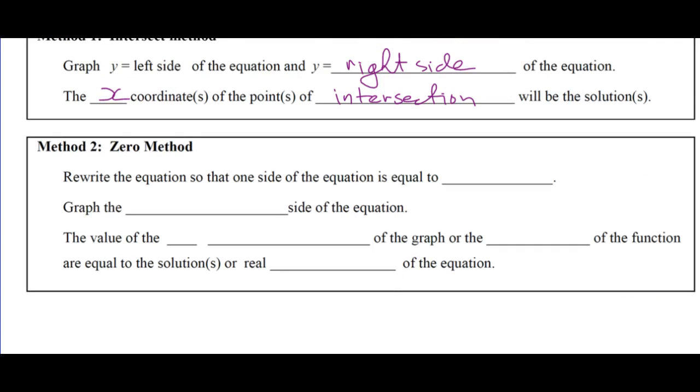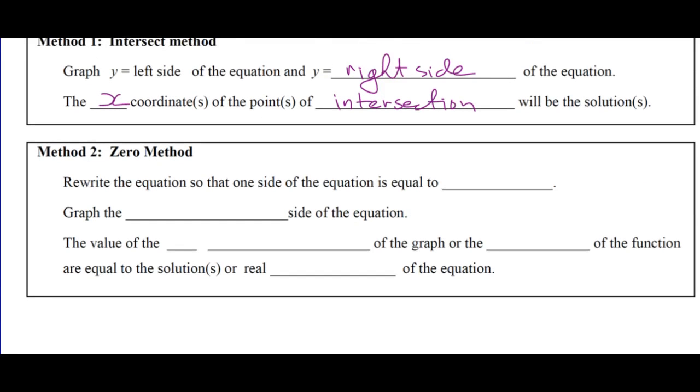Method 2, the zero method, a much better method. You rewrite the equation so one side is equal to 0. You graph the non-zero side of the equation. Actually, I would also graph the 0 side, because that way I find intersects instead of zeros, which I find more pleasant to do on the calculator.